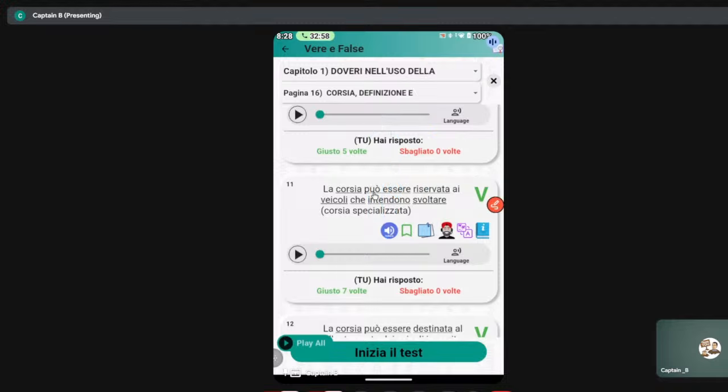Se le corsie possono essere riservate ai veicoli che intendono svoltare, corsia specializzata, a specialized lane for turning. Okay, and it is true. È vero.